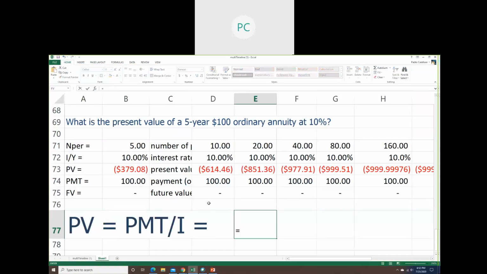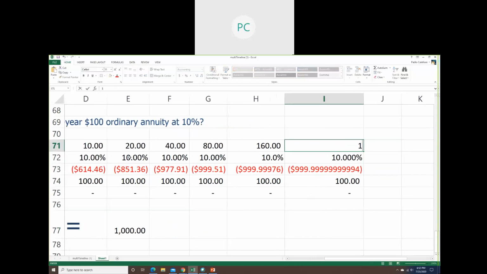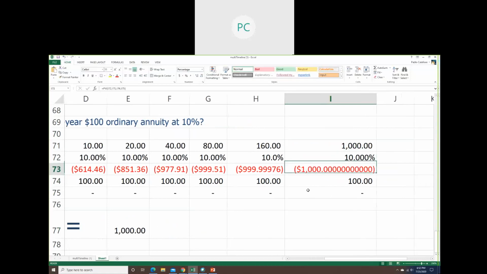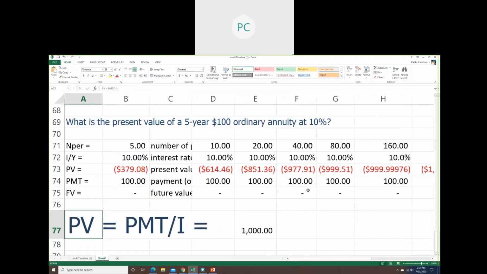So my payment was 100 divided by the interest rate of 10%. When you do that, the value is 1,000. This is round 1,000. If you did 1,000 years or 10,000 years, well, you get the error, it cannot be that high. But you see, it's very close to 1,000, still slightly less than 1,000. But you get the point. This is the present value of a perpetuity, a cash flow that happens for life.